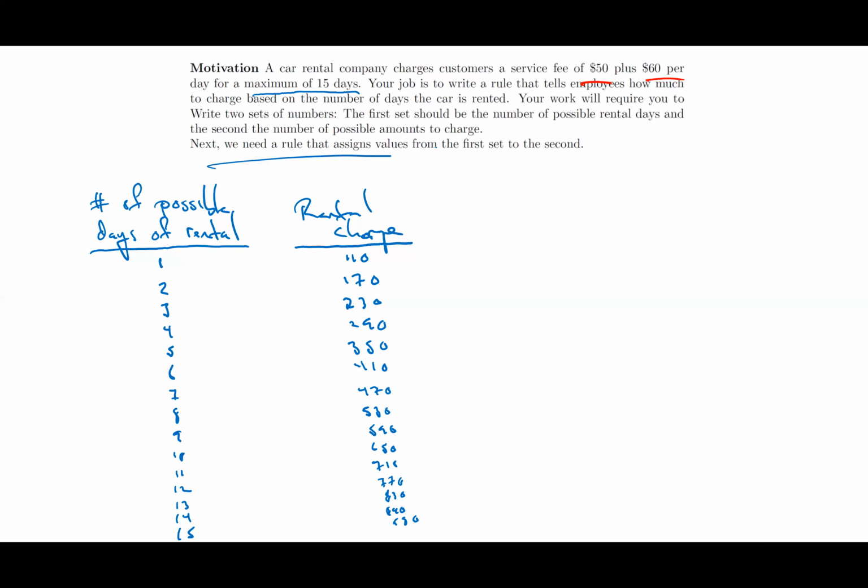Now we need a rule. And here's where some algebra comes in. If you got these numbers here, then you were probably already thinking in terms of a rule. You'll notice that we can articulate this verbally, right? The $50 plus the $60 per day. Maybe I'll call that D. And then this will be rental charge. So C for charge, let's say. And I'm going to add something to this C. I'm not just going to leave it as C.